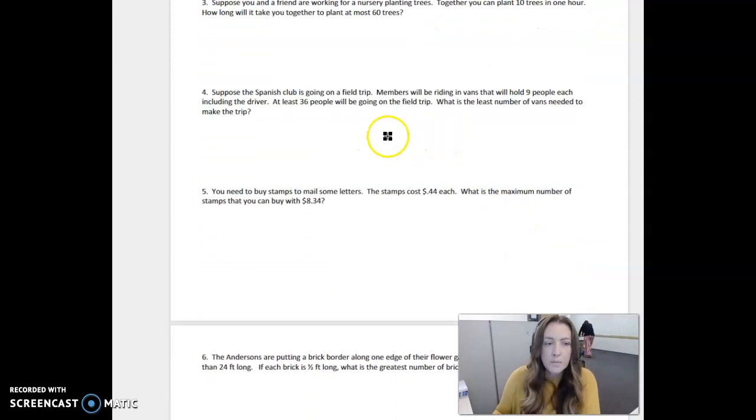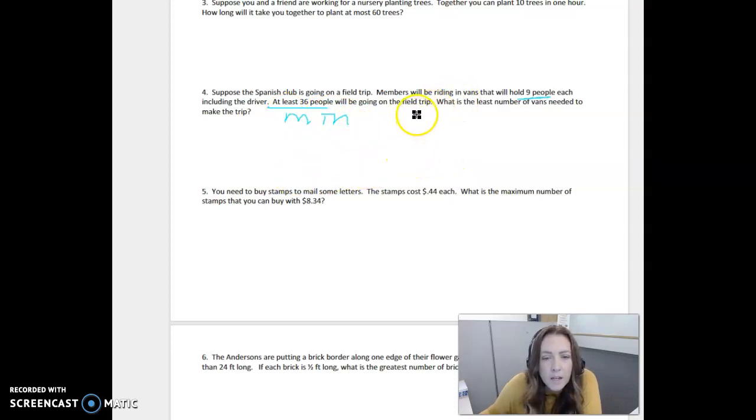Let's look at number 4. So suppose the Spanish club is going on a field trip. Members will be riding in a van. It holds 9 people each. Okay. At least, so then that needs to be the smallest. We'll be going on the field trip. What is the least number of vans needed?